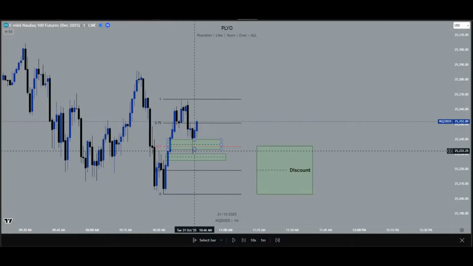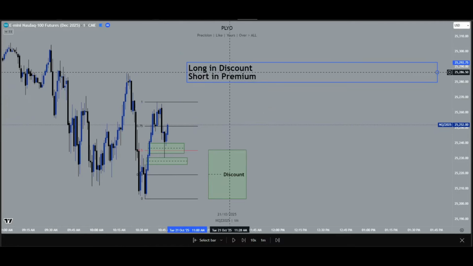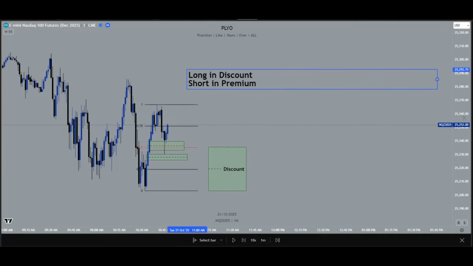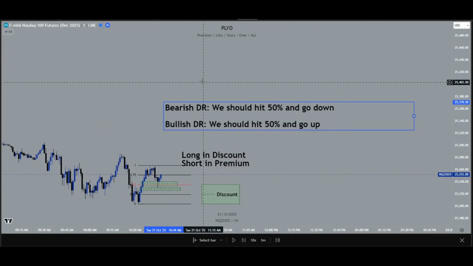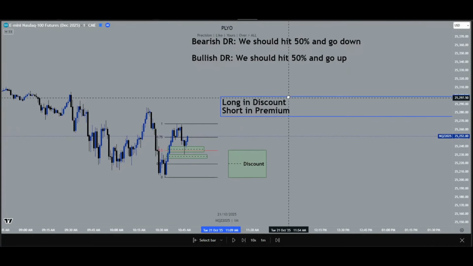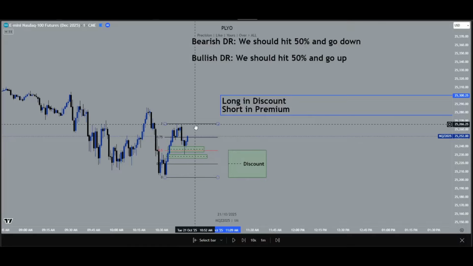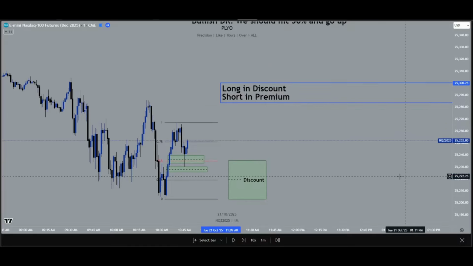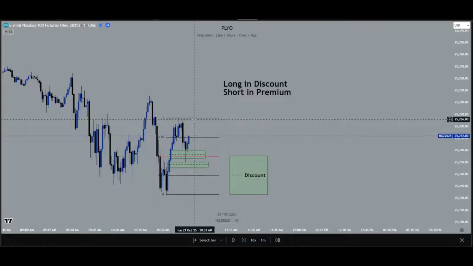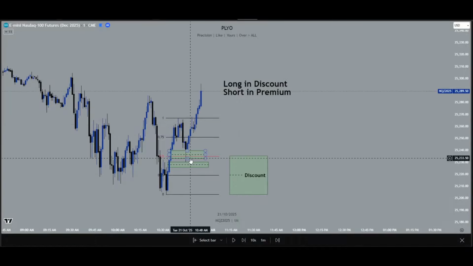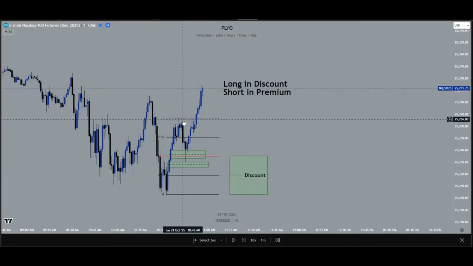And once you get in here, where do you target? The dealing range high. Because why? If we hit 50, we're going back to the upside if it's a bullish dealing range. Okay, remember, long in discount, short in premium, but also when we have a bullish dealing range, we should hit 50 and go up. Simple as that. We hit 50 here, where should we go? Right back up. Where's up? In this sense, it's to the top of the dealing range. And we do just that. And that's exactly how you use it to your advantage. You simply long once we hit 50 in a bullish dealing range and get back to that dealing range high. Simple as that. This really is as simple as that.